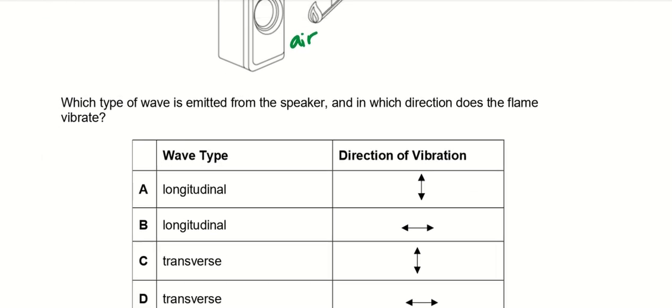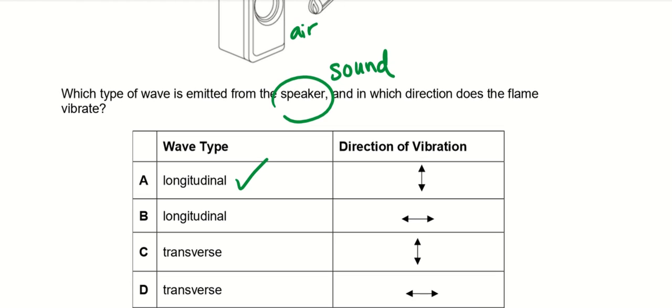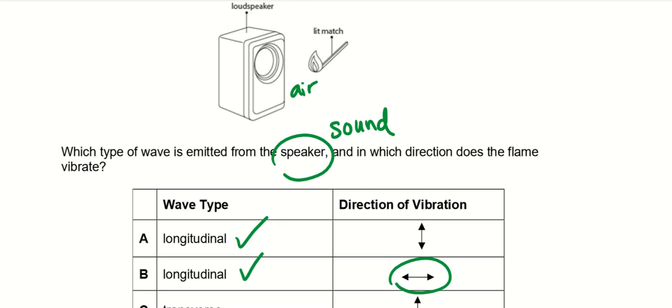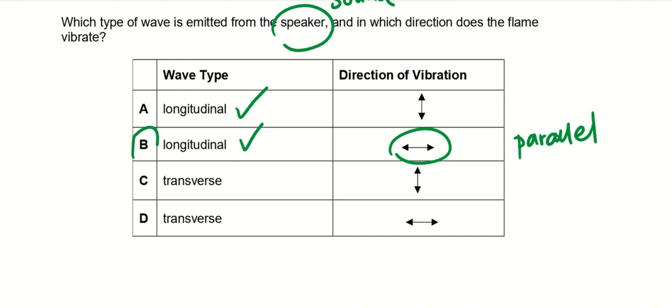Okay, so the wave type is longitudinal because the speaker emits sound wave. And the direction of vibration will be in this direction, parallel to it, because if the sound wave is coming out this way, the direction of vibration of the air particles will be in a direction that is parallel. Okay, so the answer is B.